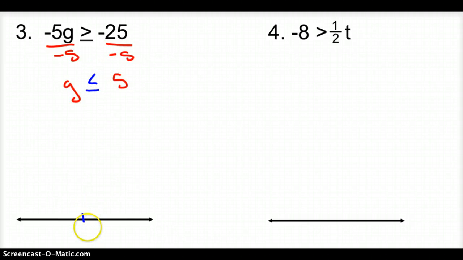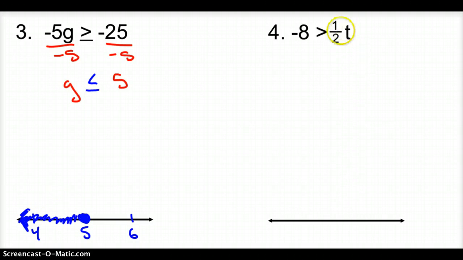So again, when making the graph, put 5 right smack dab in the middle, 6 on the right, 4 on the left. Now you could have picked 100 for the right, you could have picked 0 for the left. Doesn't matter as long as the numbers are bigger on the right, smaller on the left. We have an equal to, so it's a filled in circle. Now it says g is less than or equal to 5. So g is smaller than 5, so we want to shade to the left.